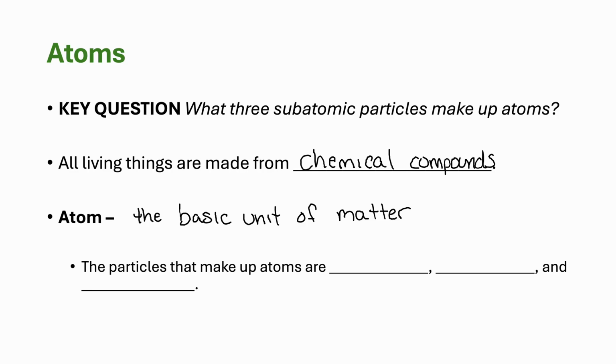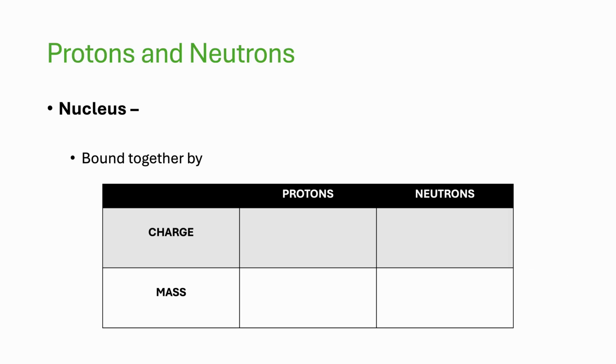And the particles that make up an atom are protons, which are the positive particle found in the nucleus, neutrons, which are the neutral particle found in the nucleus, and then electrons, which are the negative particle flying around the nucleus that are responsible for bonding. So again, protons, neutrons, and electrons are our three subatomic particles. So let's start with protons and neutrons. Now, protons and neutrons are found inside of the nucleus, and the nucleus is the center of an atom.